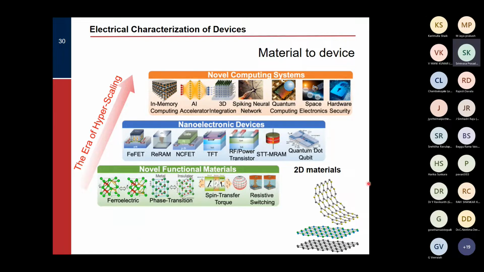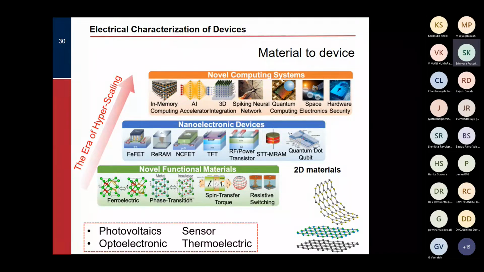Now in this respect, there is a new kind of material called two-dimensional materials, which are very much popular these days. These are nanomaterials. I'll just discuss what they are. As you can see, they have certain layered structures, and as a result they have multiple applications, for example in photovoltaics, optoelectronics, sensors, thermoelectrics, etc.